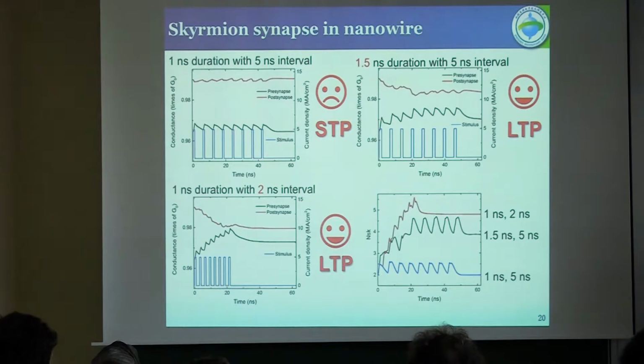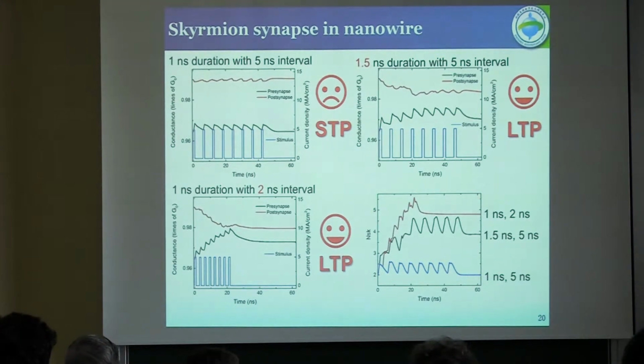By using different pulse durations and ratios, we can control short-term plasticity. If the pulse is one duration with a 5 nanosecond interval, we cannot get long-term memory, and it's just a short pause. It means that some skyrmions try to attack the barrier, but cannot pass through. But if we use a longer pulse with a similar interval, it's possible to get the skyrmions to pass through the barrier, and we can get long-term memory. Another method is to use a similar pulse duration but with a lower interval.